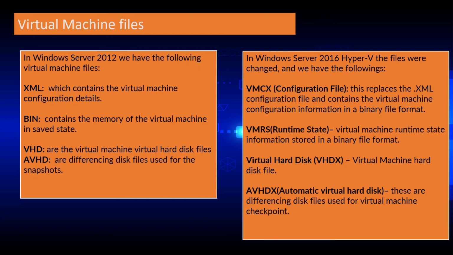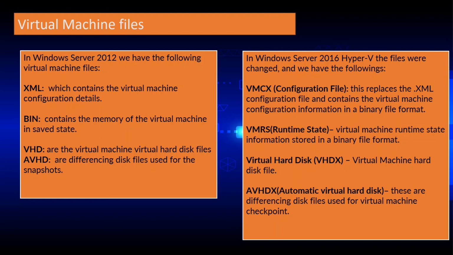VMCX is the configuration file for a virtual machine in Windows Server 2016 and later versions, and it comes in the binary format. Earlier, it used to be in the XML format, but Microsoft has now changed its format to binary so that we have better readability. Then we have VMRS. VMRS is the runtime state information file which stores the runtime information for a virtual machine.